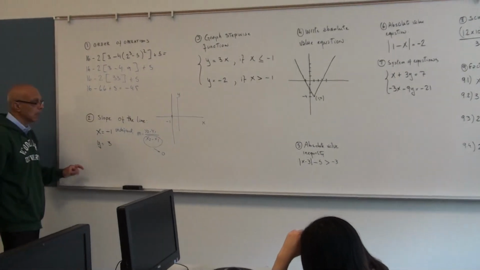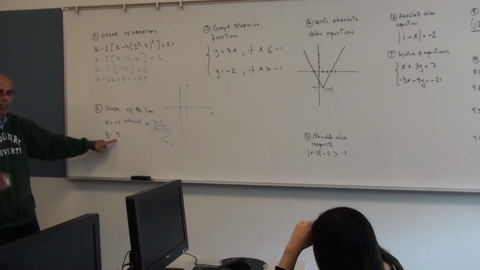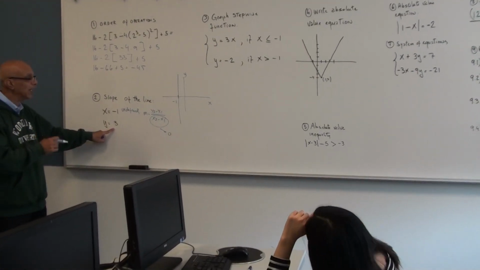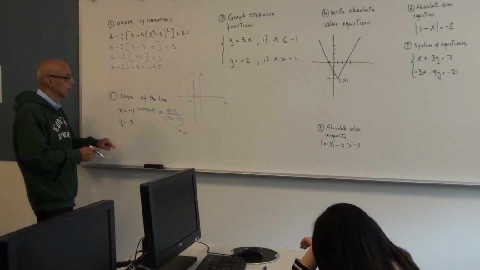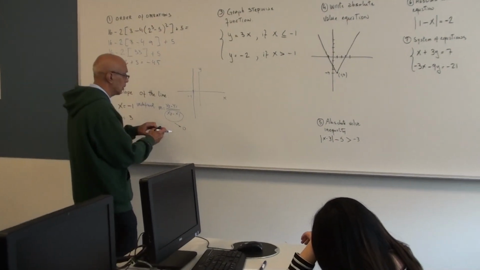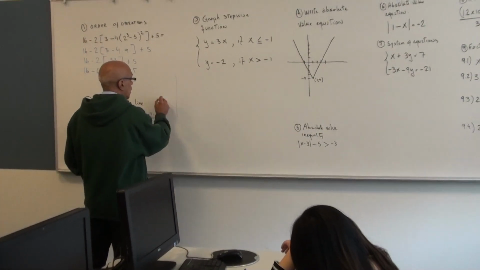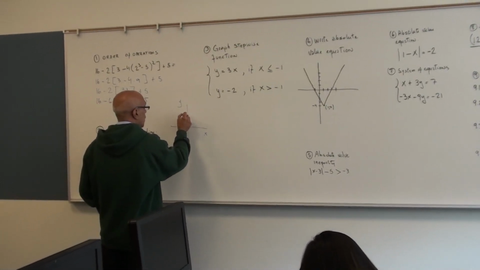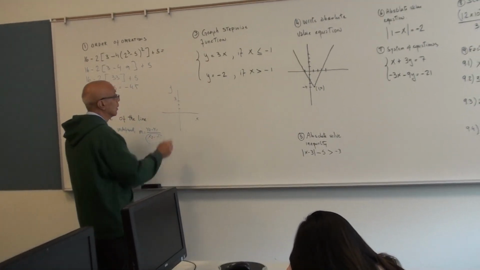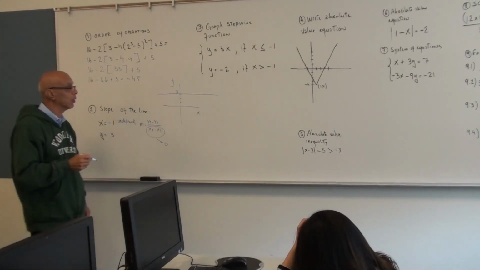Okay? Now the other equation is y equals 3. So y is always 3, independent of the value of x. In this case, if I were to graph that, I have here y, x, 1, 2, 3. 3 is here. So y is going to be a constant. So it's flat, it's horizontal, right?